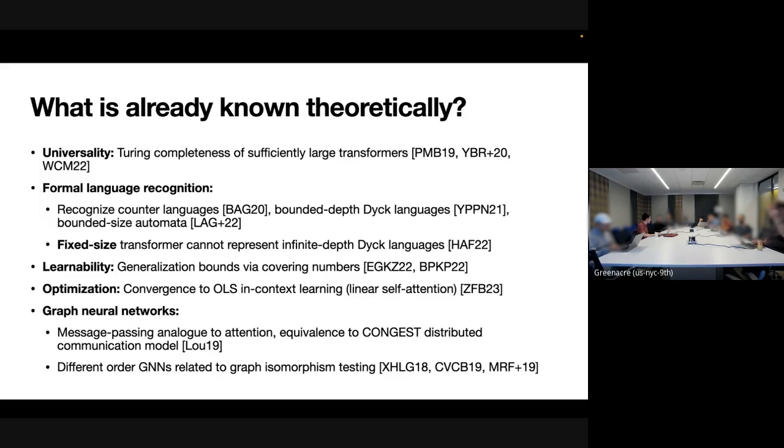Yeah, good question. Any other questions before we move on? Can you tell us more about the GNN graph isomorphism testing results? The graph isomorphism one? Yeah, the last line.